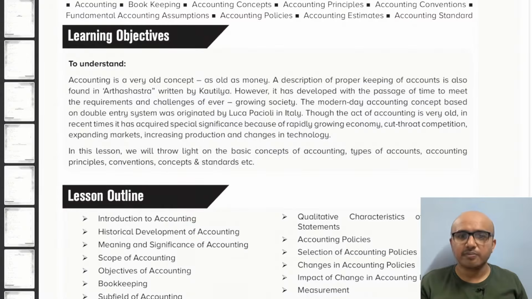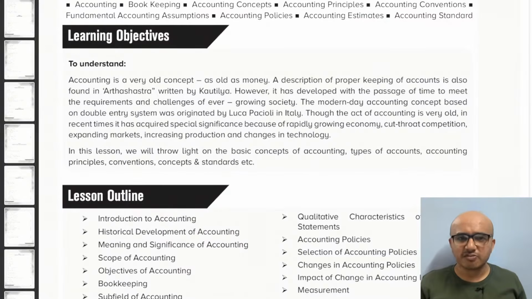Though the act of accounting is very old, in recent times it has acquired special significance because of rapidly growing economy, cutthroat competition, expanding markets, increasing production, and changes in technology. Fine. Of course, all these things are there, so we have to understand all this.